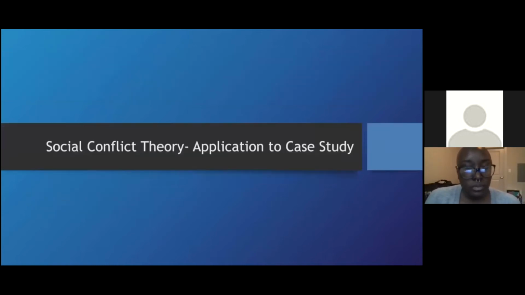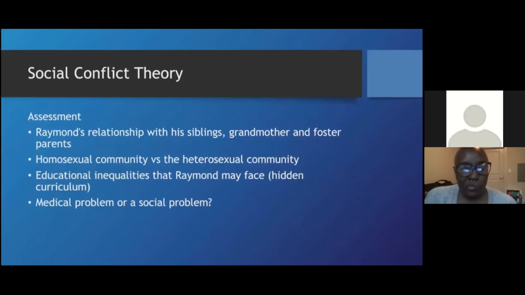Okay, I'll take over from there. Social conflict theory, the application to the case study. A social conflict theorist on the assessment phase would be interested in Raymond's relationship with his siblings, his grandmother, and his foster parents. There could be a lot of conflict and give and take for resources between his siblings for attention, affection, validation, etc., from both his biological grandmother and his foster parents.